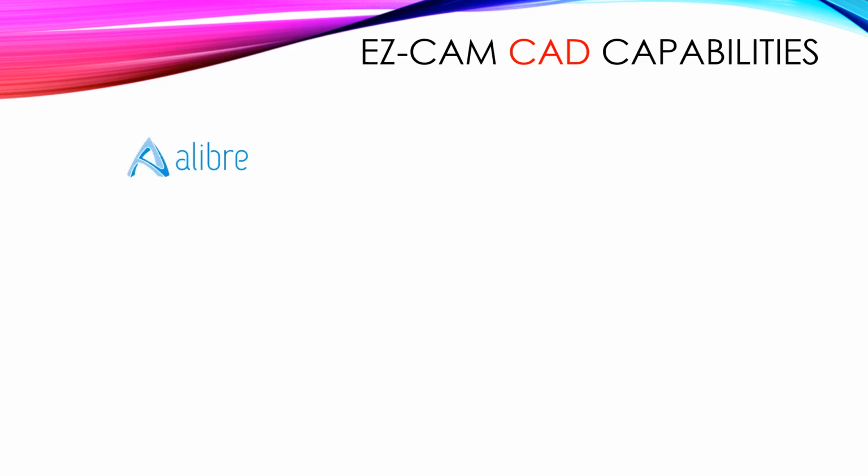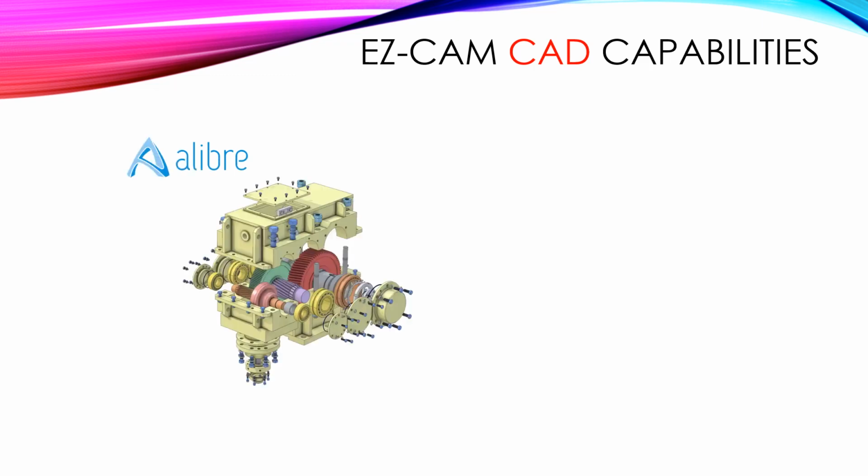ALibre. ALibre is used to create solid models, and with EZCAM's integration, any changes to a solid model, your toolpaths can be updated automatically. The benefit of a solid model is that EZCAM will add automation to your programming.